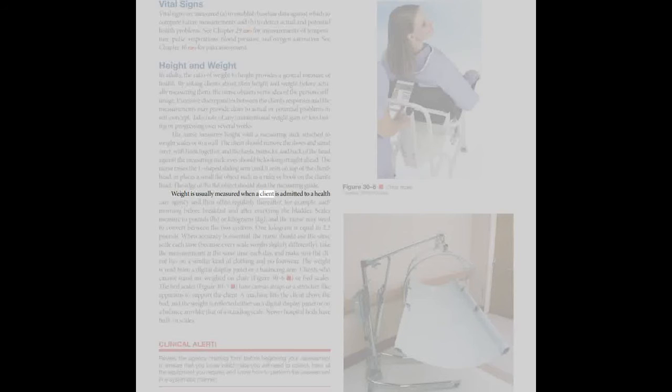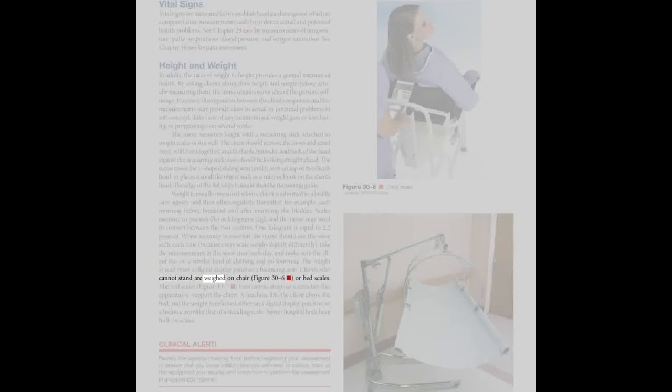Weight is usually measured when a client is admitted to a health care agency and then often regularly thereafter, for example, each morning before breakfast and after emptying the bladder. Scales measure in pounds, lb, or kilograms, kg, and the nurse may need to convert between the two systems. 1 kilogram is equal to 2.2 pounds. When accuracy is essential, the nurse should use the same scale each time, because every scale weighs slightly differently. Take the measurements at the same time each day, and make sure the client has on a similar kind of clothing and no footwear. The weight is read from a digital display panel or a balancing arm.